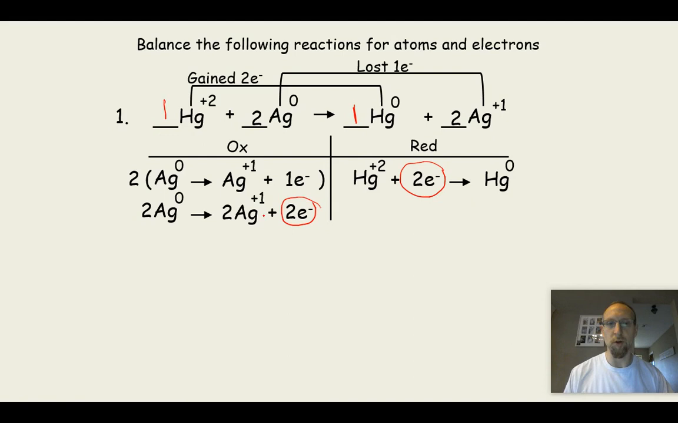How do you know you're done? Electrons lost equals electrons gained. So it's conservation of charge. And mass is conserved. 1 Hg, 1 Hg, 2 Ags, 2 Ags. Done. Pretty simple. Okay?